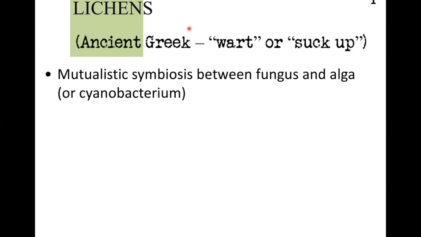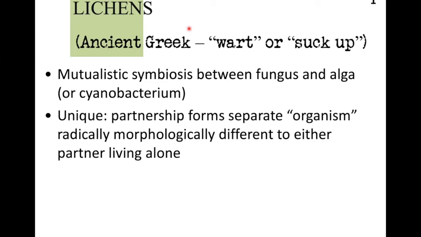Lichens are a mutualistic symbiosis between a fungus and an alga, or occasionally between a fungus and a cyanobacterium. And they are incredible because they are really unique in the fact that their partnership forms a separate organism. It's a completely normal organism, in that if you didn't know that it was a symbiosis, you would just think it was a single organism. And the morphology of this organism is radically different to either of the partners that live alone.